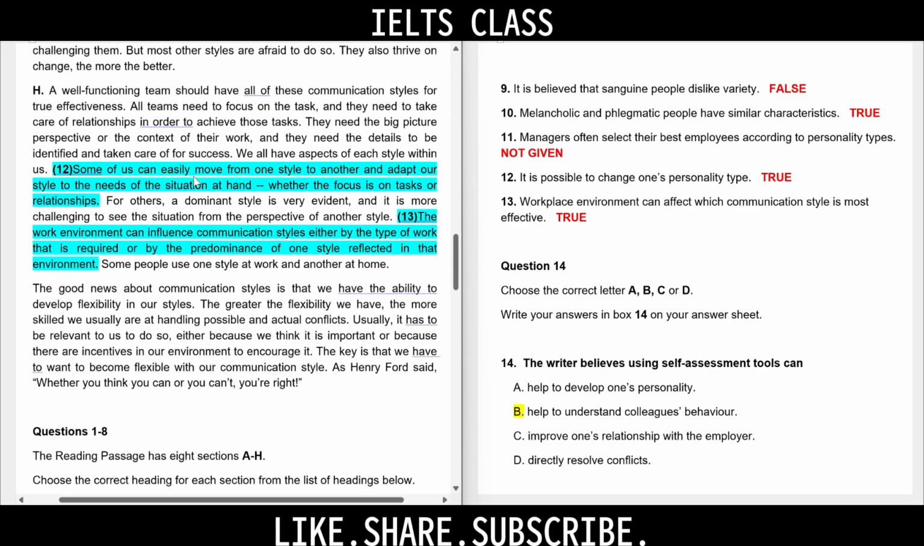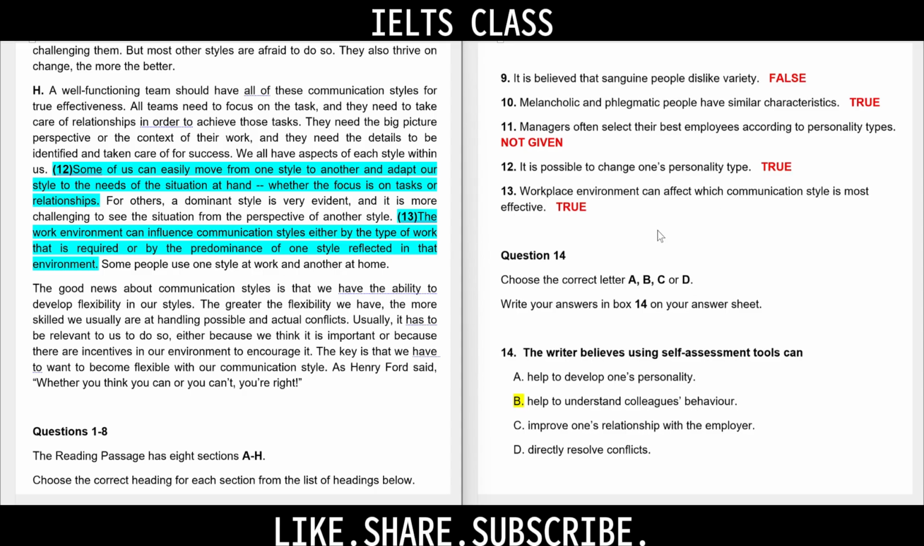Some of us can easily move from one style to another and adapt our style to the needs of the situation at hand. So we can change our personality type according to the situation at hand. So it is possible to change one's personality type. So the answer is true.